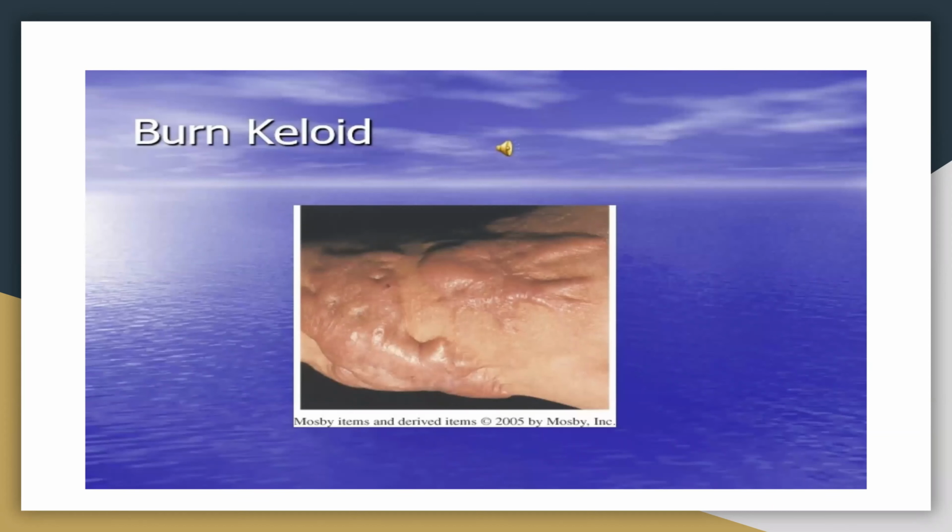Lastly, here we have a burn keloid. And a keloid is basically a scar that after it heals, it continues to produce this cellulose type of material, okay? And it just continues to grow. So some keloids get very big.